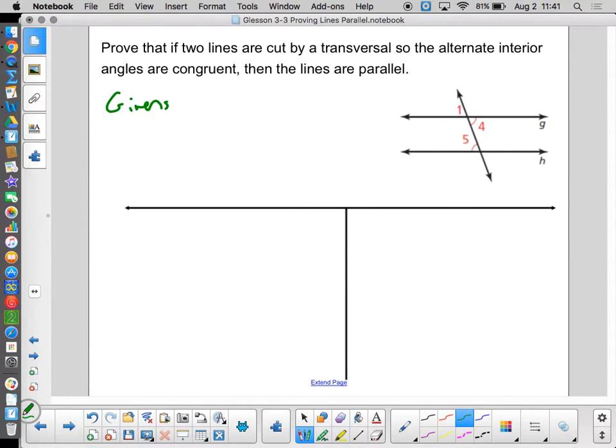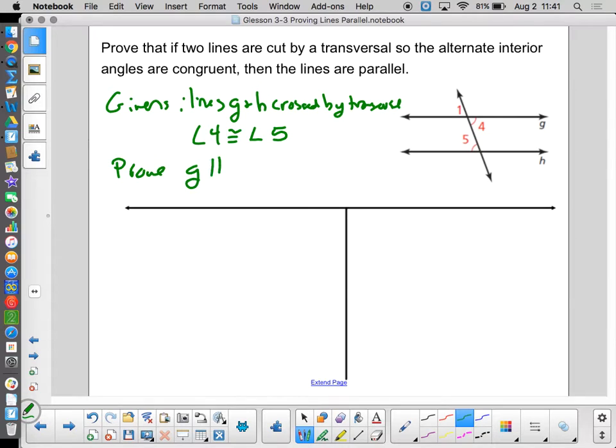Lines G and H are crossed by a transversal. Okay, and angle 4 is congruent to angle 5. Prove G is parallel to H without using the alternate interior converse, because obviously that's a theorem that we're trying to prove. We can't use a theorem to prove itself. That doesn't make sense.